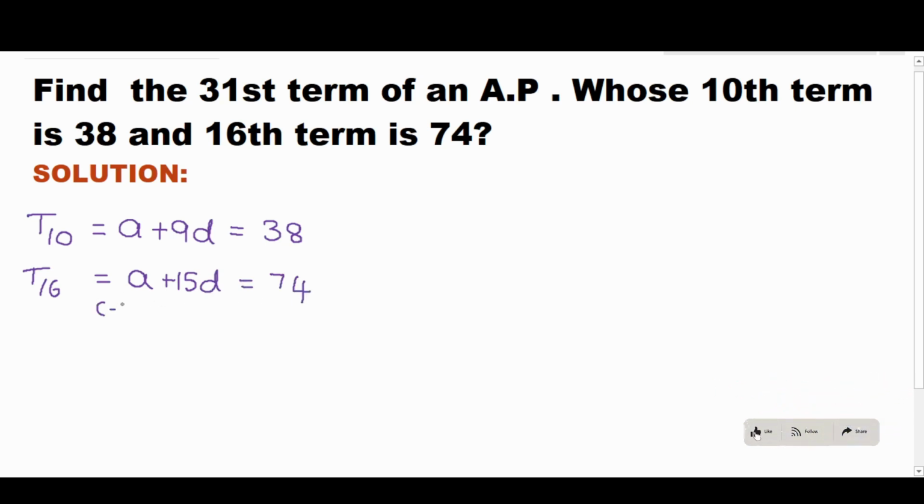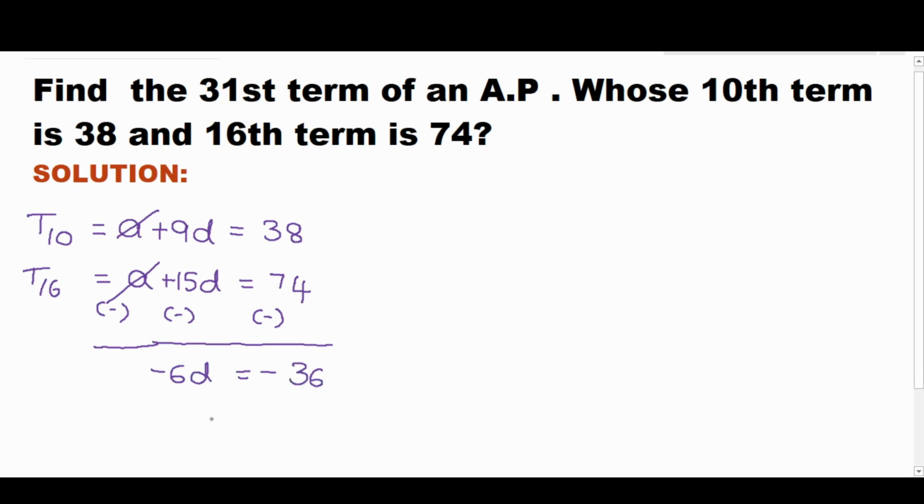So let's change the signs in the second equation. You can see minus a getting cancelled with the plus a. And let's subtract it now. So 9 minus 15, I get minus 6d. So 38 minus 74, I get minus 36. So d becomes minus 36 divided by minus 6. So d value is 6.